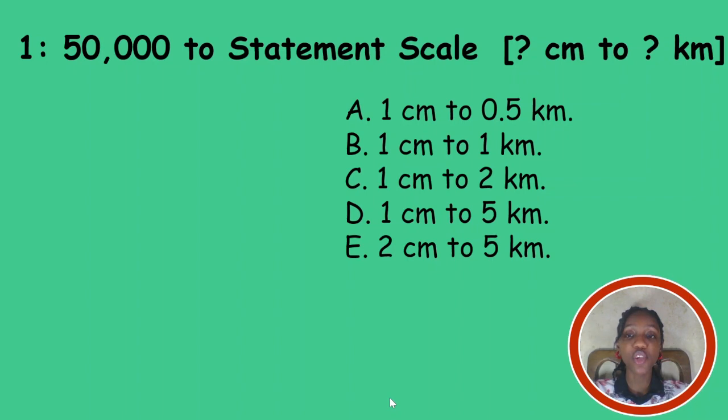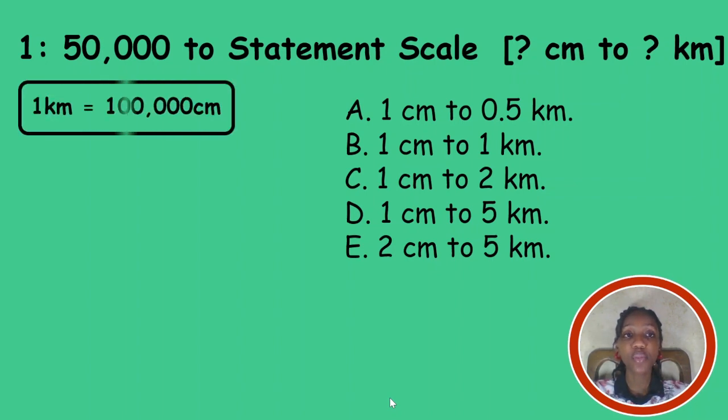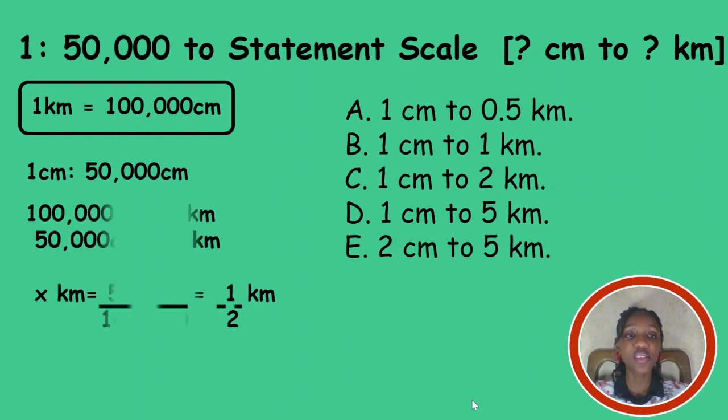Remember the equation I said you should never forget when doing these conversions? 1 kilometer is equal to 100,000 centimeters. And if we were to write a scale representative fraction in a proper manner, that would be 1 centimeter to 50,000 centimeters. As you can see, it's already starting to look like our final answer. We just need to find the counterpart in kilometers, and it will look like this.